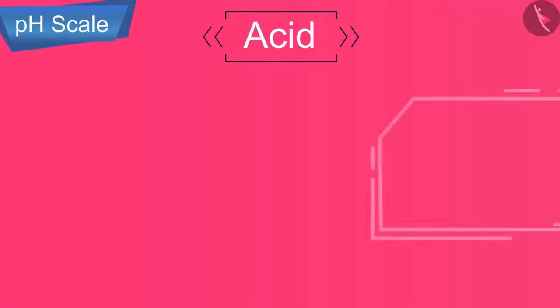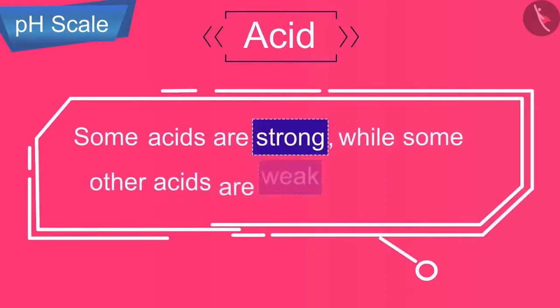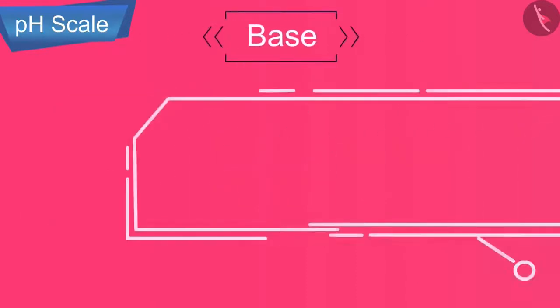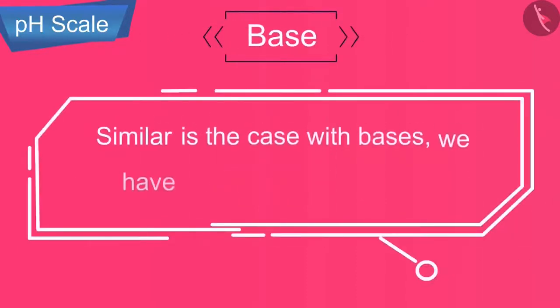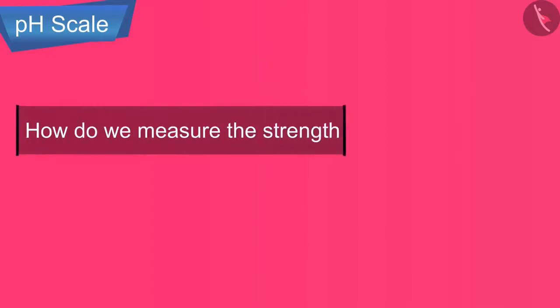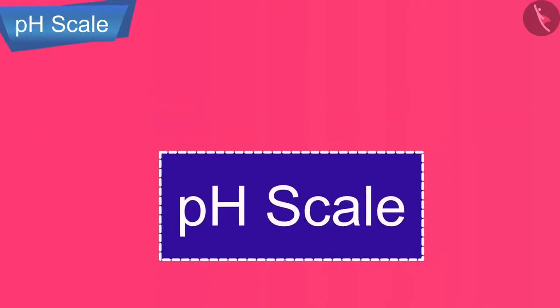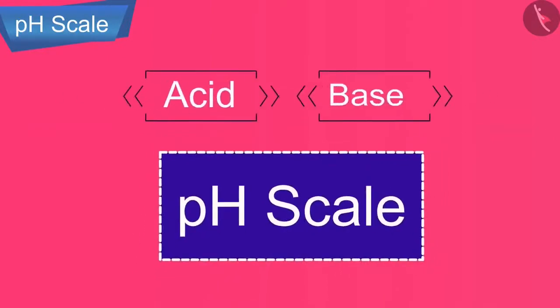So students, you already know that some acids are strong while some acids are weak in strength. Similar is the case with bases. We have strong and weak bases. How do we measure the strength of acids and bases? We use the pH scale to determine the strength of acids and bases.